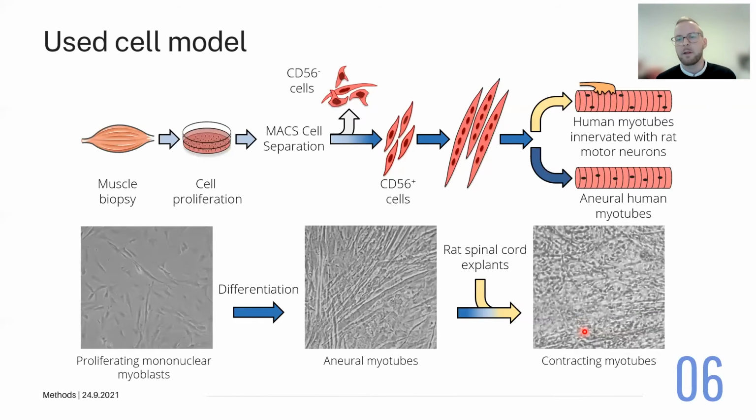In our study, we used rat spinal cord embryonic explants to innervate our human skeletal muscle cells. These differentiated further and in 7 to 10 days started to contract in our culture.